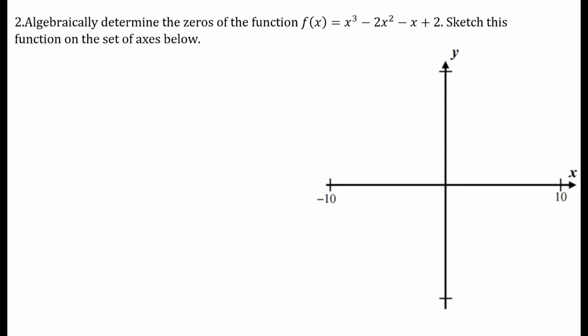Number 2, algebraically determine the zeros of the function f here. Sketch this function on a set of axes below. So this time I'm just sketching it. I'm not actually graphing it in my calculator, plotting points. I'm sketching to get the overall shape and key features. So algebraically determine the zeros means I'm going to set this equal to 0.